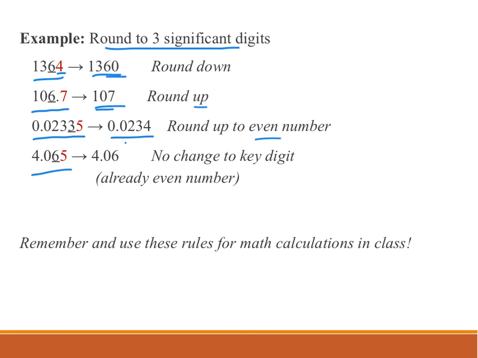And last we have 4.065, again rounding to 3 significant digits. The 0 in the middle will be counted, so we need to decide what happens to this 6. Well, the 5 doesn't affect it because it's already even, and so it stays, you just drop the 5 and it's 4.06.